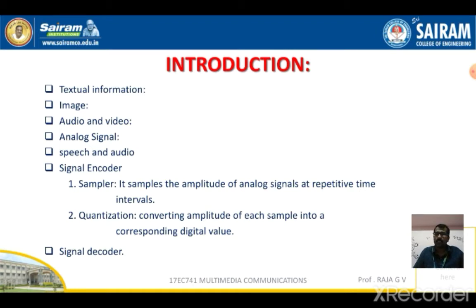Converting the amplitude of each sample into corresponding digital values. In this way, this analog to digital conversion is taking place using a sampler, a quantizer and encoders. In a similar way, a decoder can be used in the reception part.